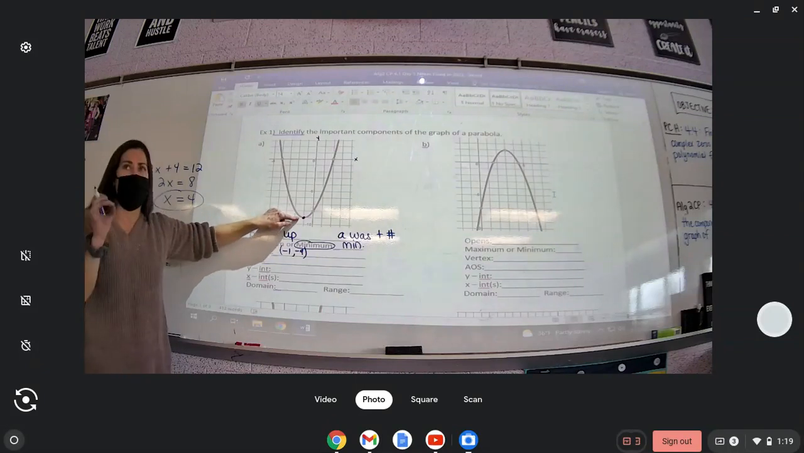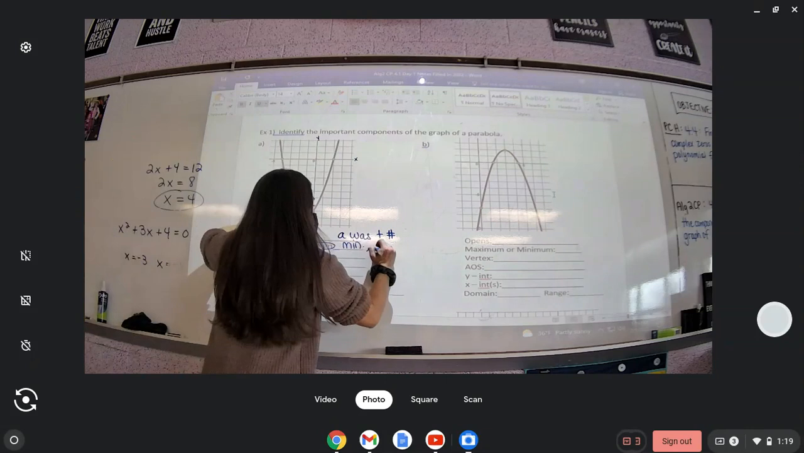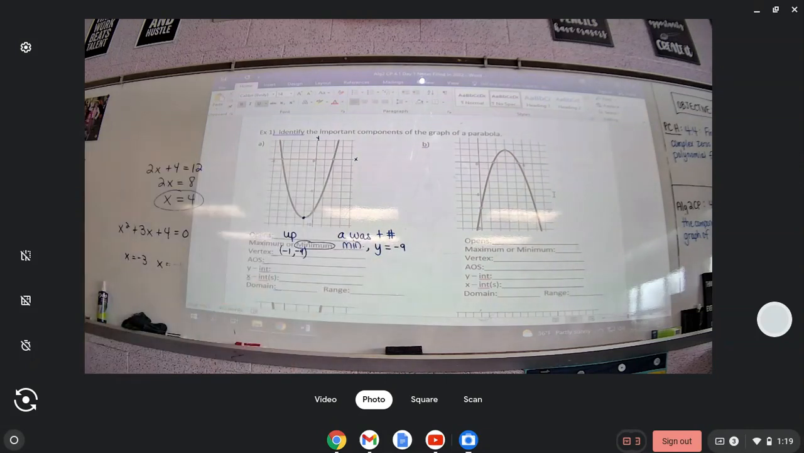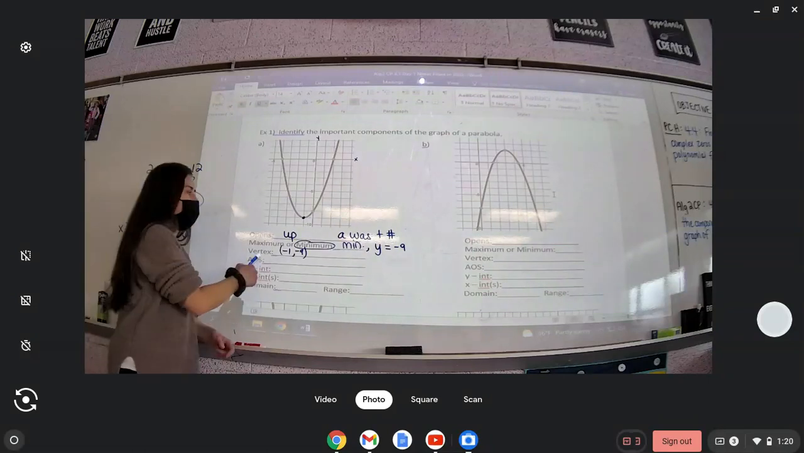So the y-coordinate of your vertex is really who that minimum is. It was a minimum, and it's y equals -9. It happened when x was -1. But when it comes to the lowest number that this graph could possibly spit out, it is the y-coordinate, -9.